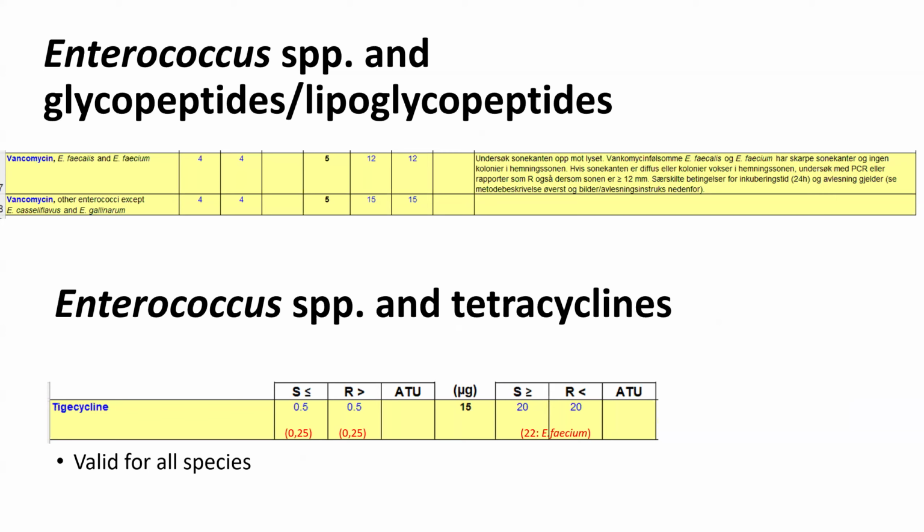And then when it comes to the tetracyclines, now the tigecycline is different. Now we only have one row, and it's for all species, and the MIC breakpoint is adjusted. Previously, Enterococcus faecium had a different zone diameter breakpoint, but now everything is put in the same row, so we don't have anything just for E. faecium. So that's tigecycline.